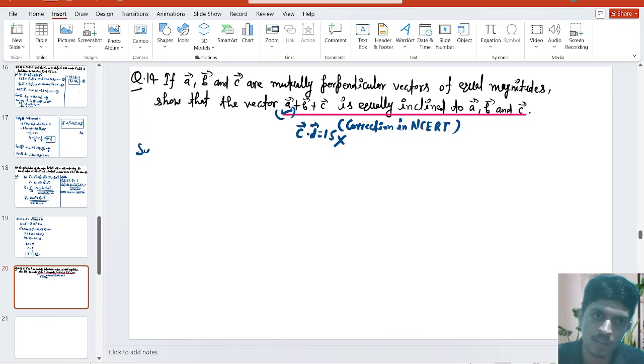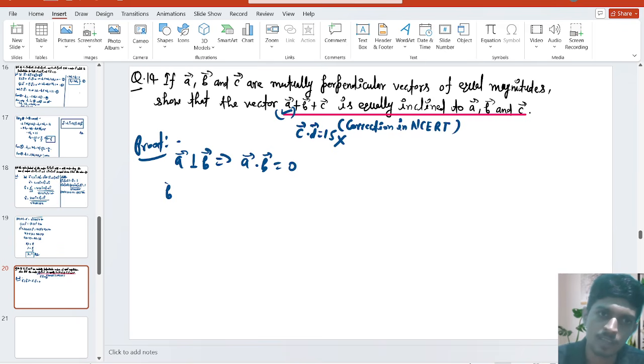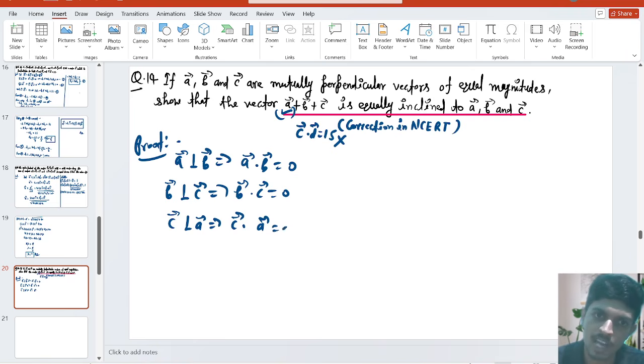So the solution is what? We need to show that. So we write: Proof. It says vector A, vector B, vector C are mutually perpendicular vectors, it means vector A is perpendicular to vector B. This implies vector A dot vector B is equal to 0. Vector B is also perpendicular to vector C, so vector B dot vector C is also 0. And vector C is also perpendicular to vector A, so vector C dot vector A is also equal to 0.